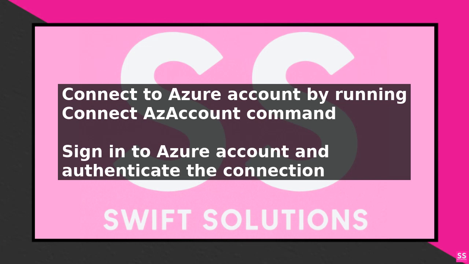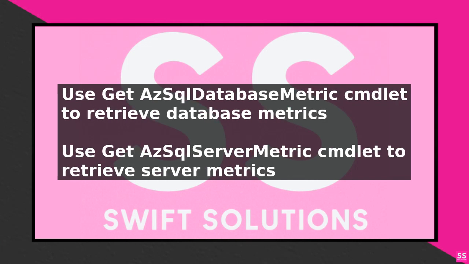Once connected, you can use the Get-AzSqlServer cmdlet to retrieve a list of all your Azure SQL servers. You can then use the Get-AzSqlDatabase cmdlet to retrieve a list of all your Azure SQL databases. To monitor performance, you can use the Get-AzSqlDatabaseMetrics cmdlet to retrieve metrics such as CPU percentage and storage used. You can also use the Get-AzSqlServerMetrics cmdlet to retrieve metrics for your Azure SQL Server.